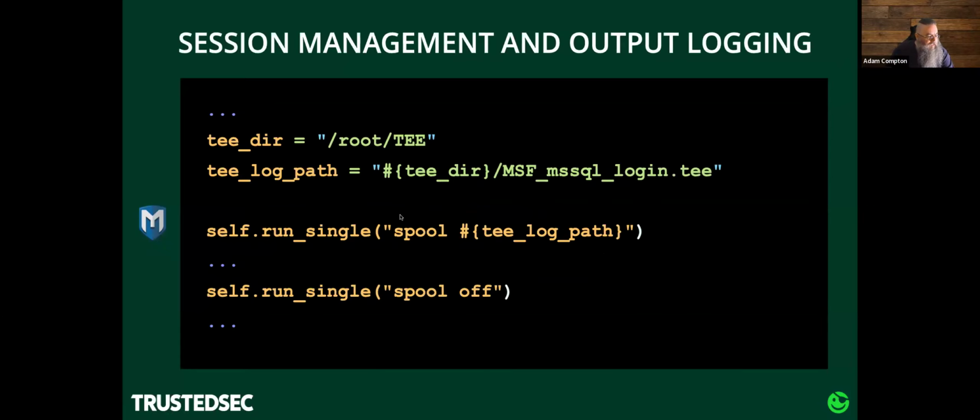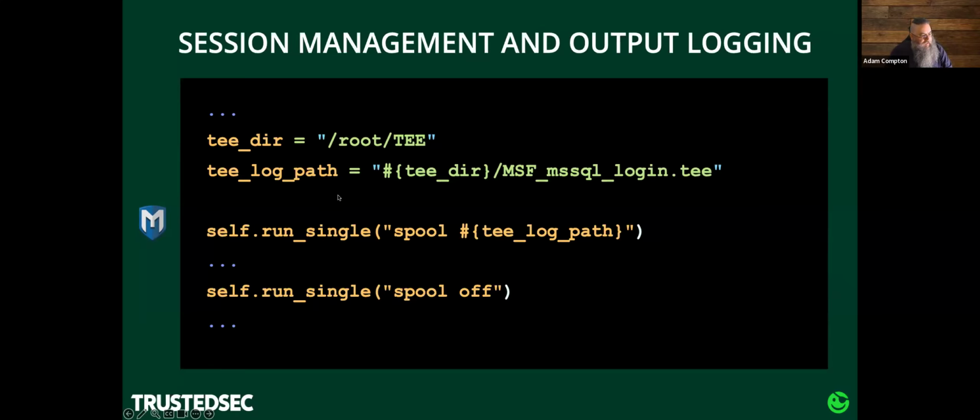So how are we going to do this? Scrolling on down through there. This is some more logging you can do inside of the Ruby part of an RC file. You can specify a directory, what the path is, the log path if you wanted to. Spool is a command within Metasploit that allows you to log to a file. So I'm just saying here, spool out to whatever that log path is.